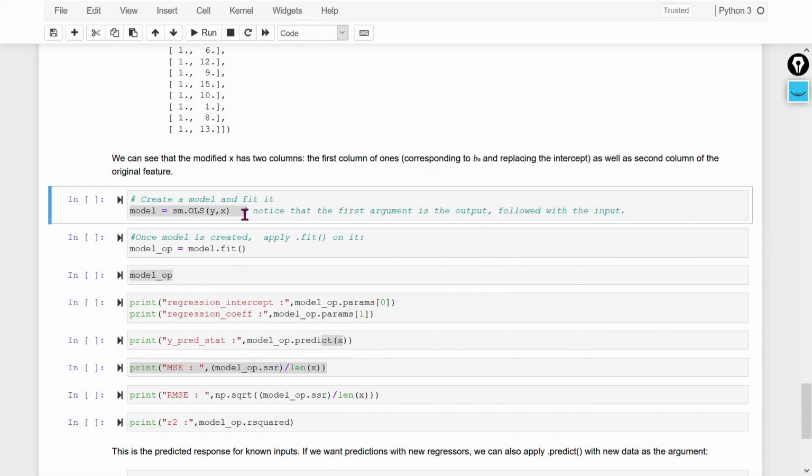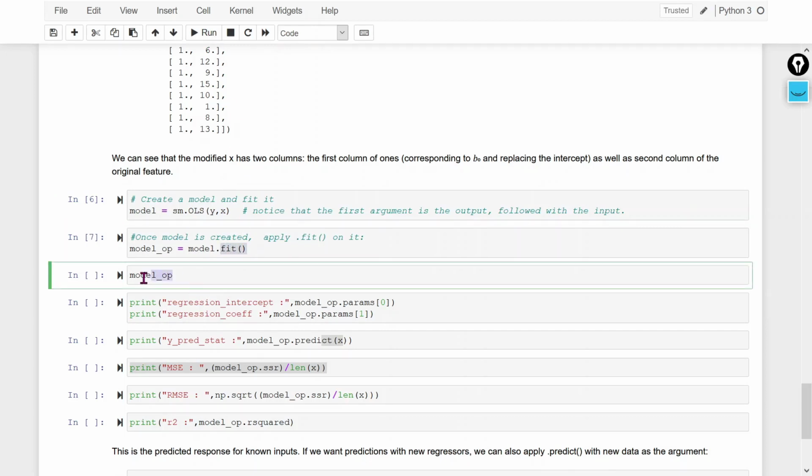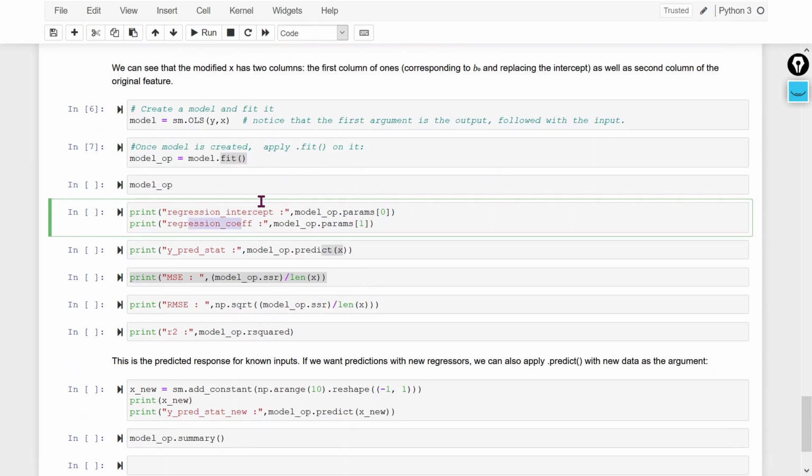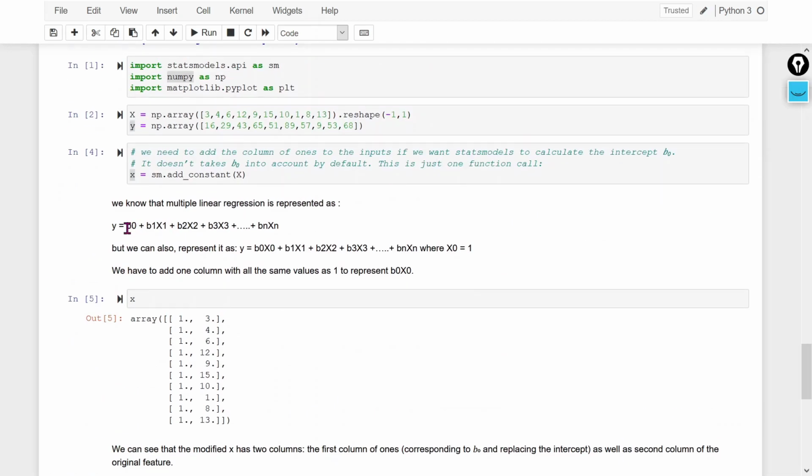Here first I create the object. In the object I am going to use the ordinary least squares method. One thing you have to keep in mind is that it takes the output first, then the input variable, then we fit the object. So now our model is created. I am going to check the intercept and coefficient. If you see here, this is your intercept and this is your coefficient: beta naught, beta 2, beta 3.